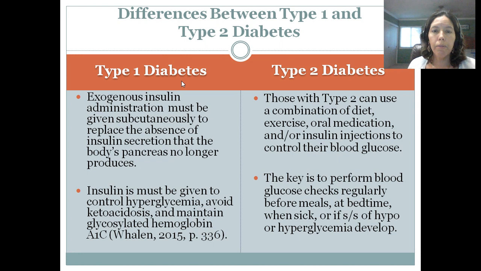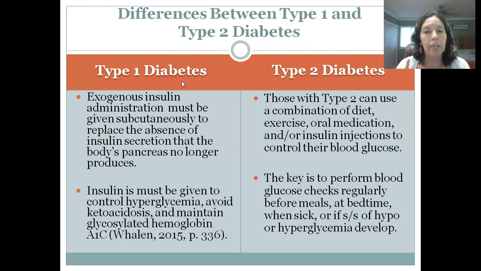So let's look at some of the differences between type 1 and type 2 diabetes. Type 1 diabetics need exogenous insulin administration that must be given subcutaneously to replace the absence of insulin secretion that the body's pancreas no longer produces. Insulin must be given to control hyperglycemia, avoid ketoacidosis, and maintain hemoglobin A1C.